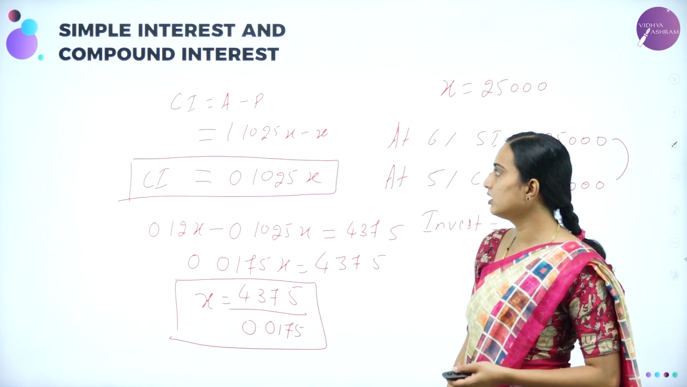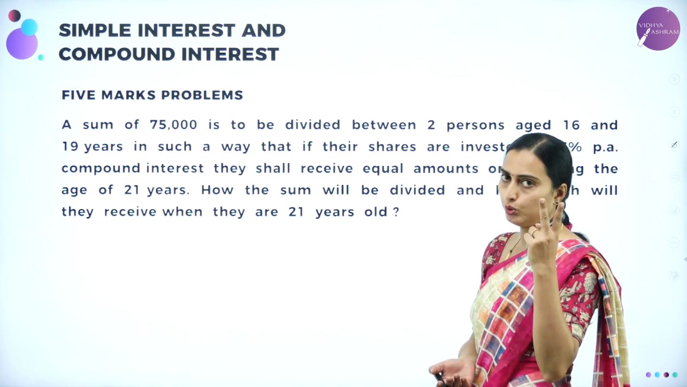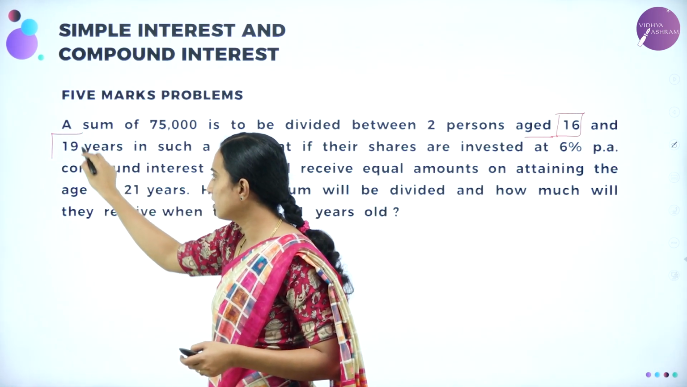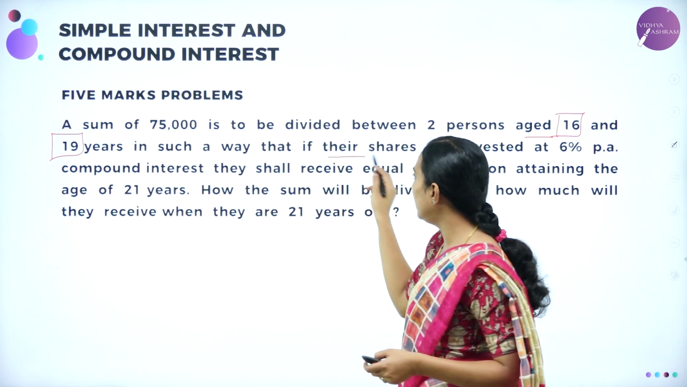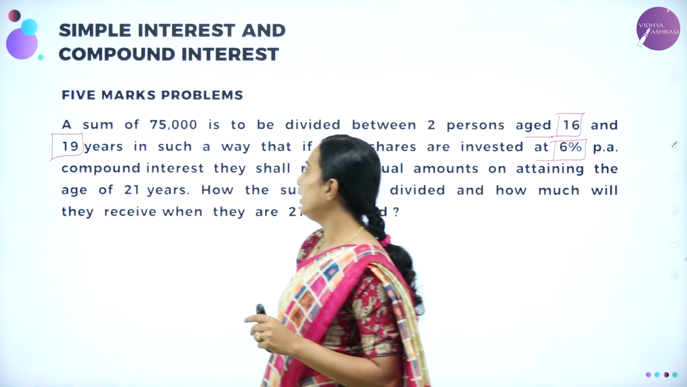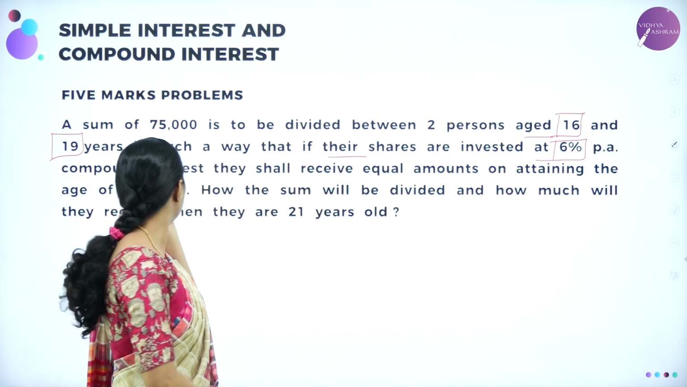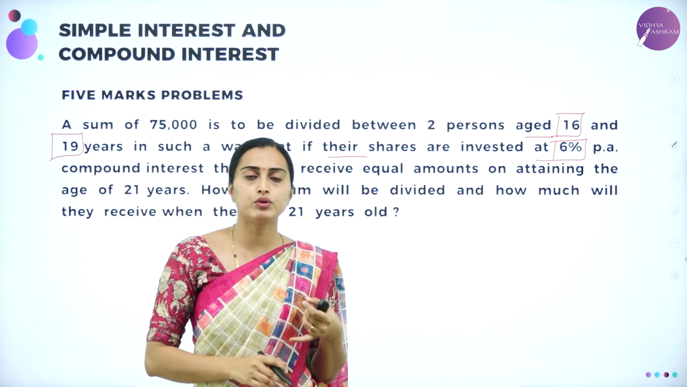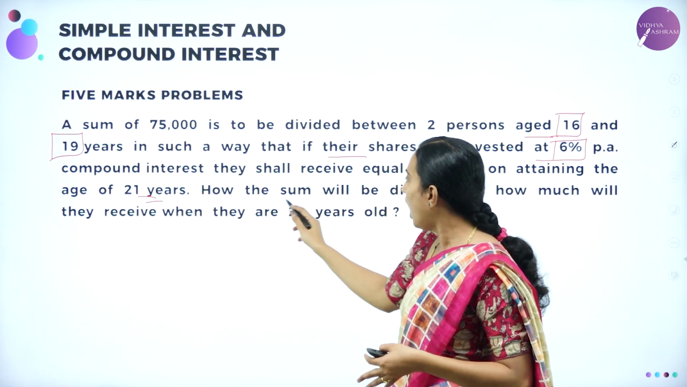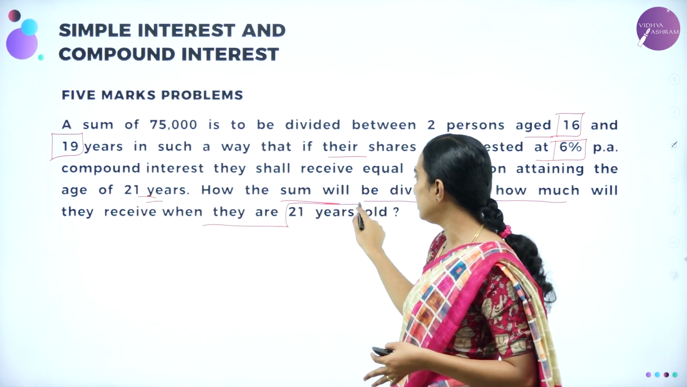We'll move on to the next question. They've asked: a sum of 75,000 is to be divided between two persons aged 16 and 19 years, in such a way that if their shares are invested at 6% per annum compound interest, they shall receive equal amounts on attaining the age of 21 years. How will the sum be divided and how much will they receive when they are 21 years old?